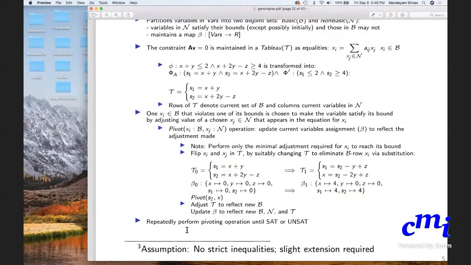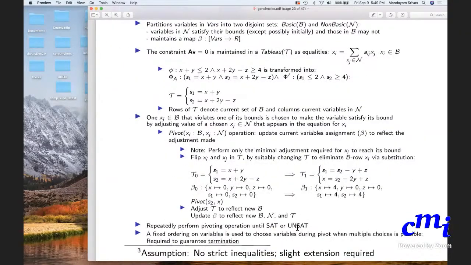So it repeatedly performs this pivot operation until it is satisfiable. If at any point it cannot find any variable in the non-basic set to adjust its value such that the basic variable violating the constraint can be fixed, then you declare it is unsat. Okay, and that's how it does it.